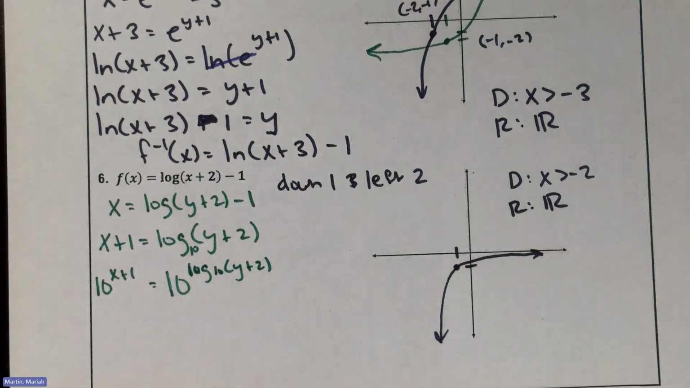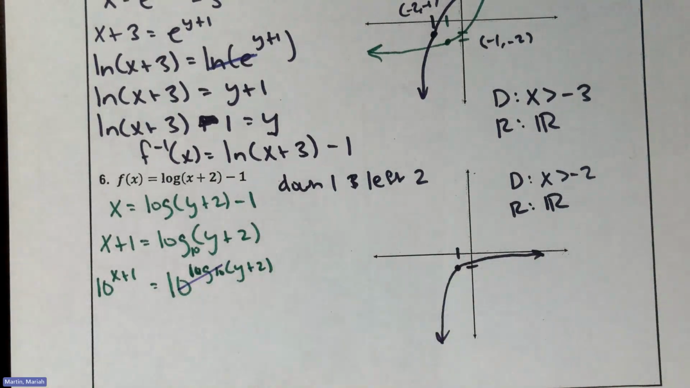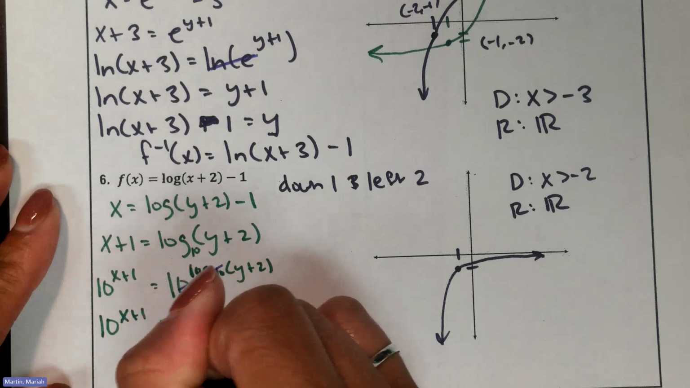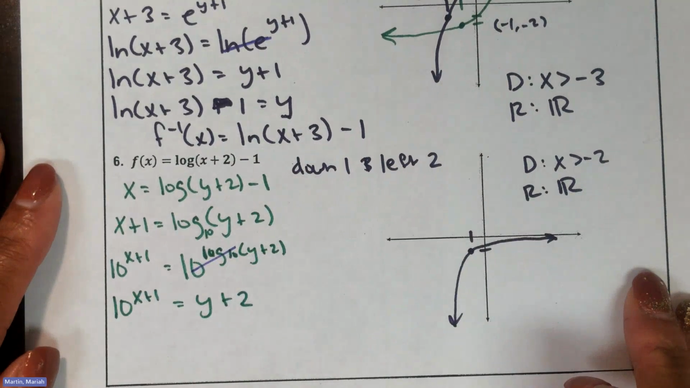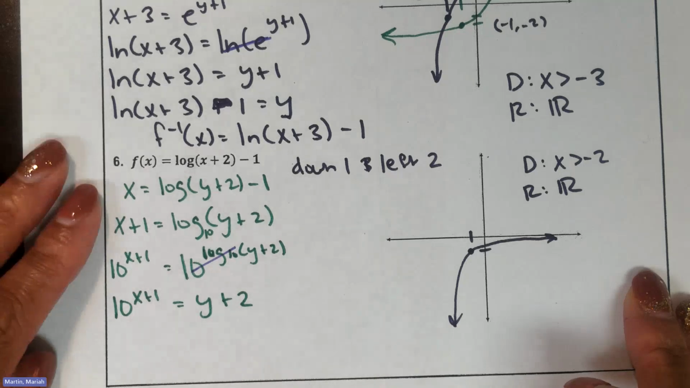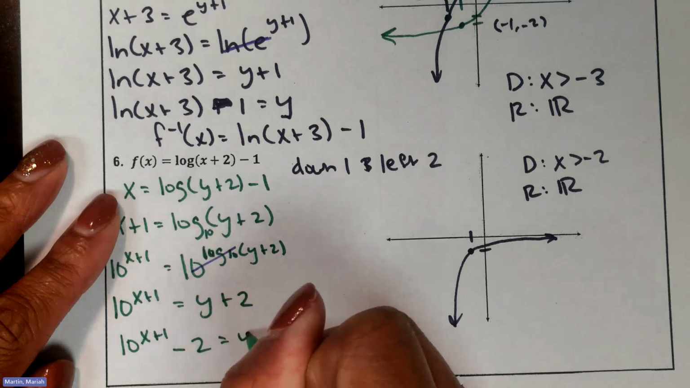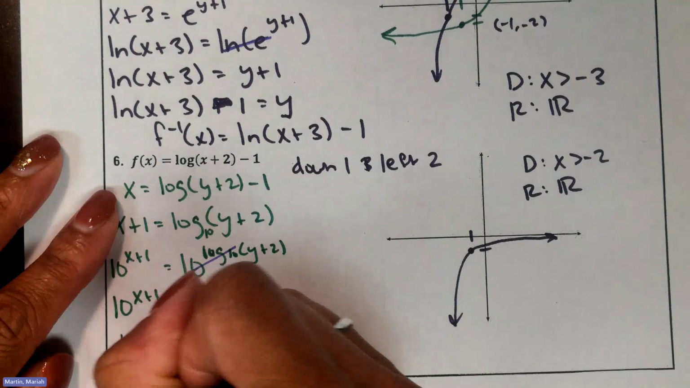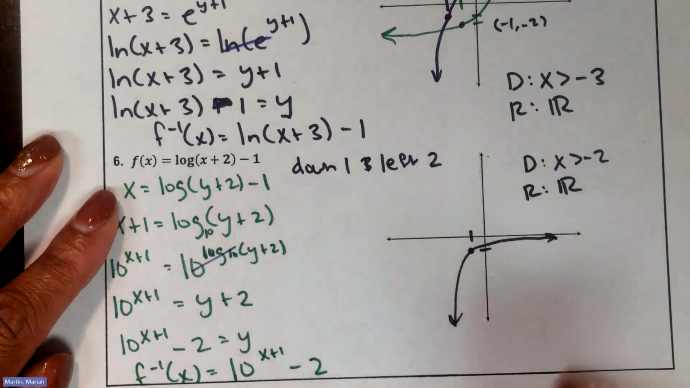Okay, so once we've done that, we know what will cancel out is 10 and log base 10. That's going to cancel out. Again, you can also do this by rewriting as well. So now we have 10 to the x + 1 equals y + 2. Now we need to move 2 to the other side to get y by itself, and so that means I would have to subtract. And here I have my inverse function, where y is by itself. So I'm going to rewrite this as f inverse of x equals 10 to the x + 1 minus 2.